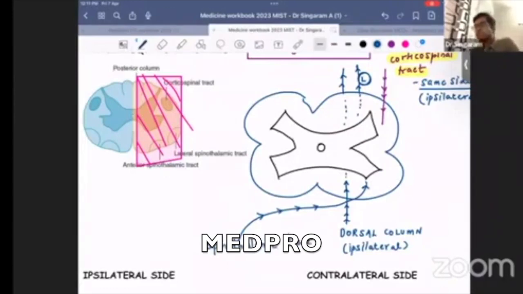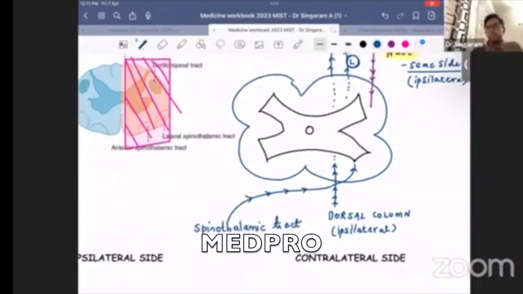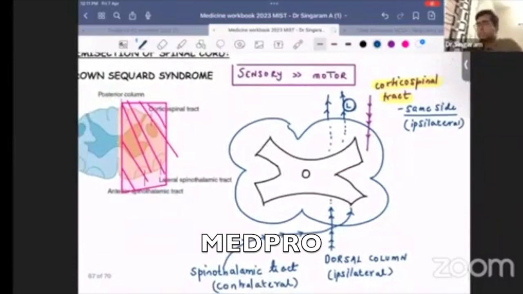I hope you can follow what I'm trying to draw here. It is anterior and lateral, but just remember lateral spinothalamic tract. Are you able to follow this, right? Spinothalamic tract. Okay, fine. So it is carrying the sensation from the contralateral side. Are you able to follow this?